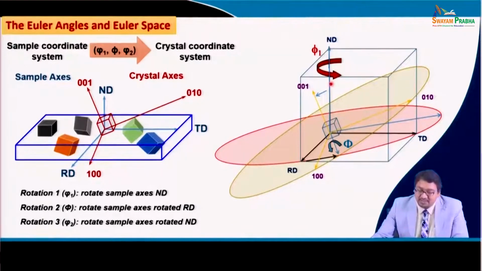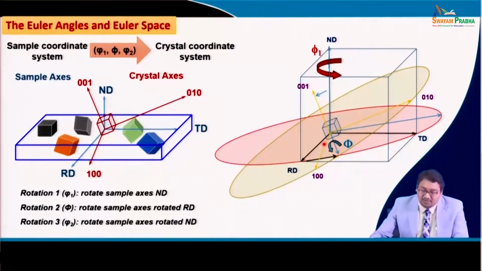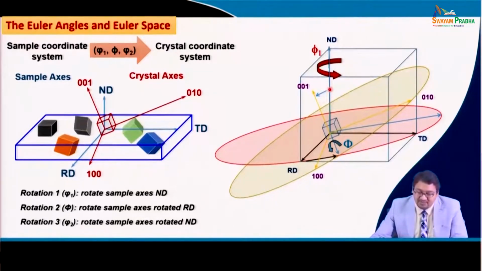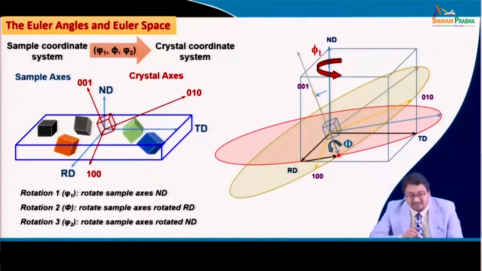So, once the phi is rotated by the right hand thumb rule, what will happen? The N d will move and go to 0 0 1, and that is the phi rotation, where the T d will also move up and meet this plane, right. So, here is the rotation, and you see the new T d and the new N d, right, whereas the R d remained constant because the rotation took place along the R d.